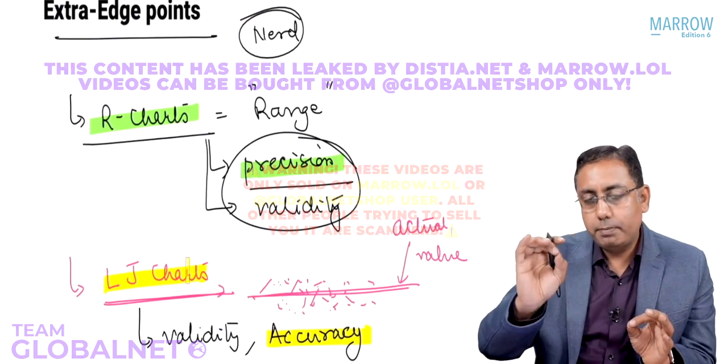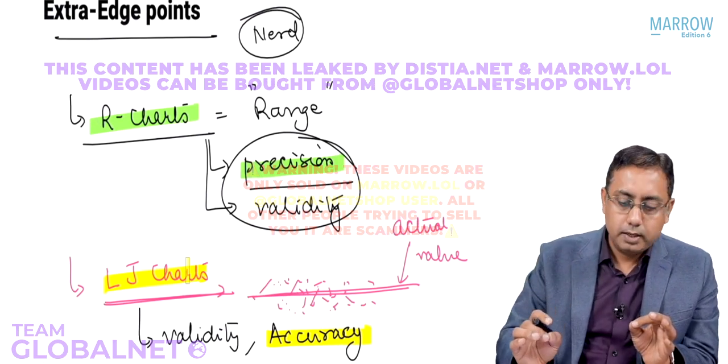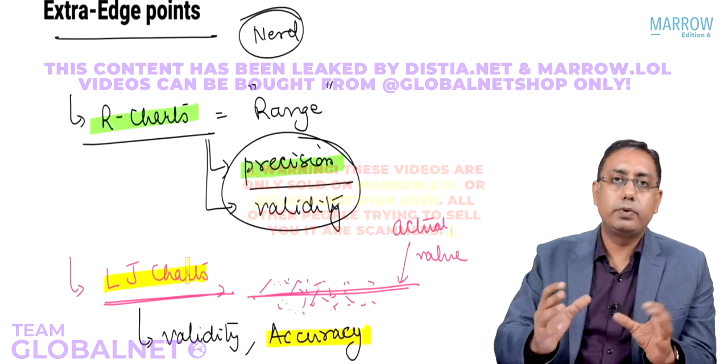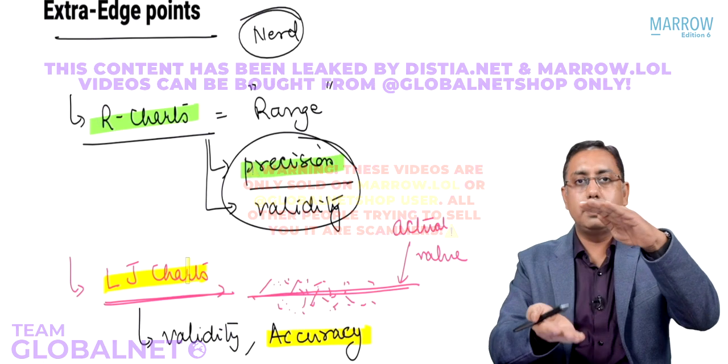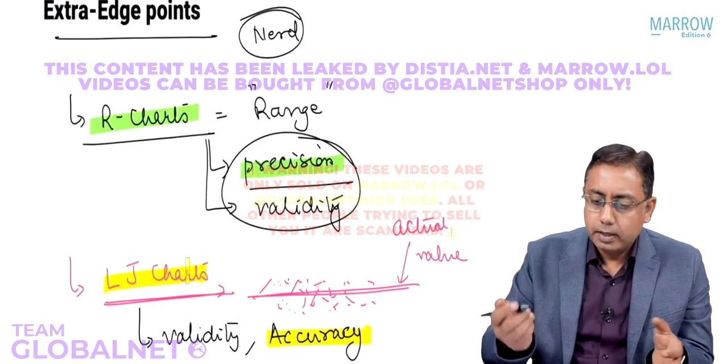R charts are reproducibility charts or the range charts. They tell you about the precision. LJ charts will tell you about accuracy and validity. Every chart is going to tell you whether they are answering in the same range or not. The range is there or not there, right?